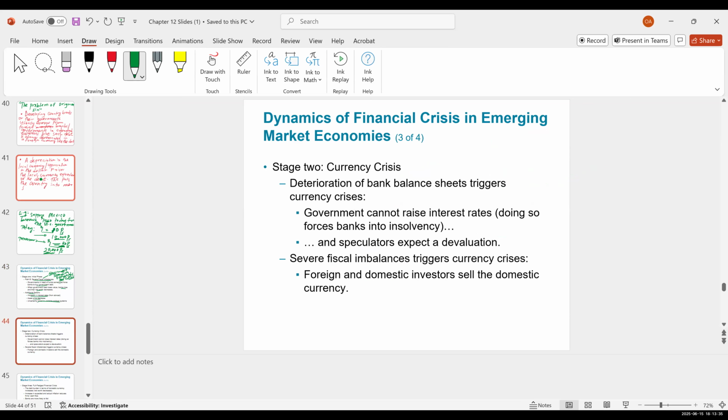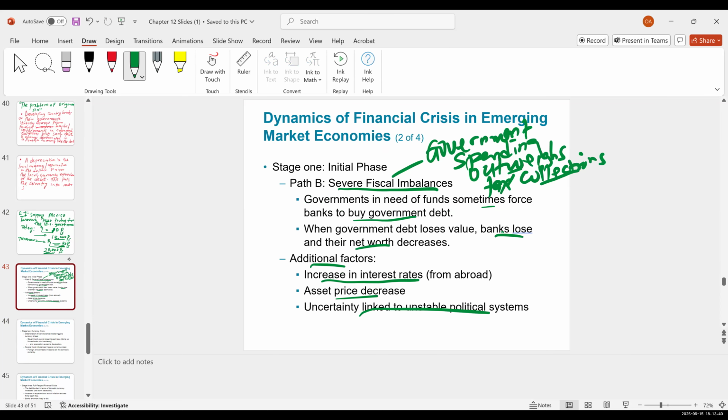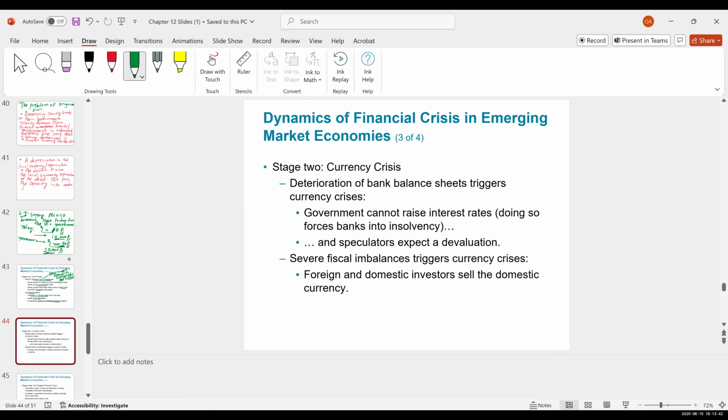And then, in stage two, once they have all these problems cropped up, it could lead to a currency crisis, where the country loses the value of its currency, like in Mexico in 1994. Because in Mexico there was political instability, an assassination in 1994, when the leading presidential candidate from the PRI party, a major political party in Mexico, his name was Colosio, was assassinated in the middle of a presidential campaign.